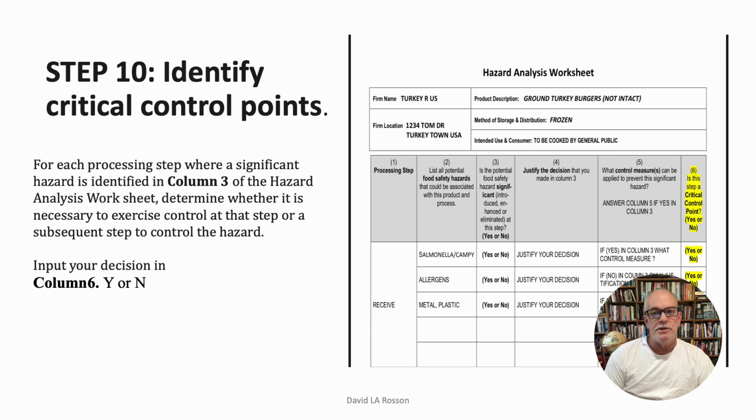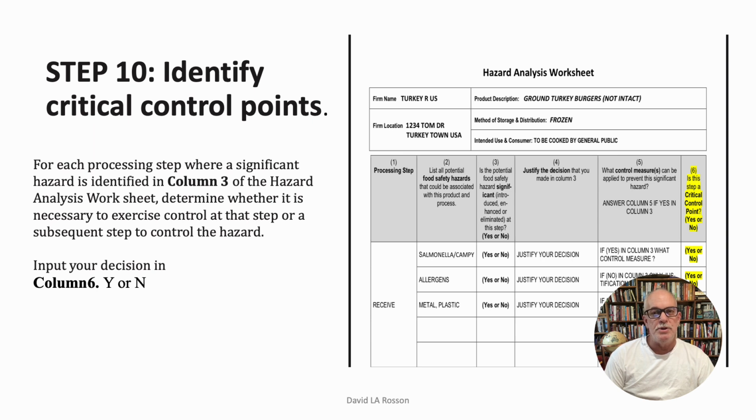Step 10, now we need to determine what step or steps are our critical control points? From my understanding, the USDA is going to want to see at least one. So don't try to say you don't have any. Okay, they're going to want to see one. So you may have more than one. So what step or steps are my critical control points?